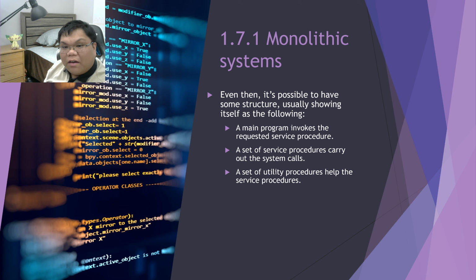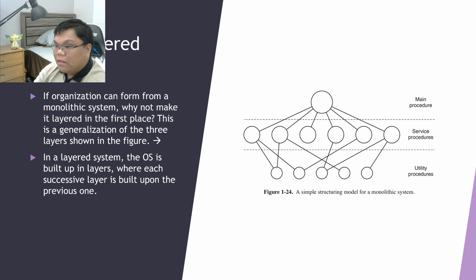So if organization can still arise from a monolithic system, why not organize it like that in the first place? So that's a layered system. This is a generalization of the 3 layers of a monolithic system. In a layered system, the OS is built up in layers, and each successive layer is built upon the previous layers. You can't build a house without a good foundation. And you can't build a second floor without the first floor either. And you can't build a roof over that unless all the floors below it have been built already. Kind of like that.